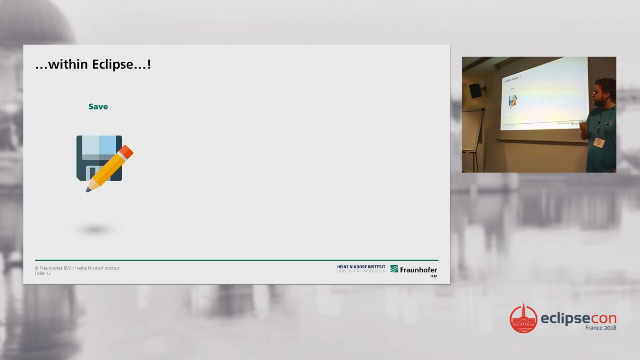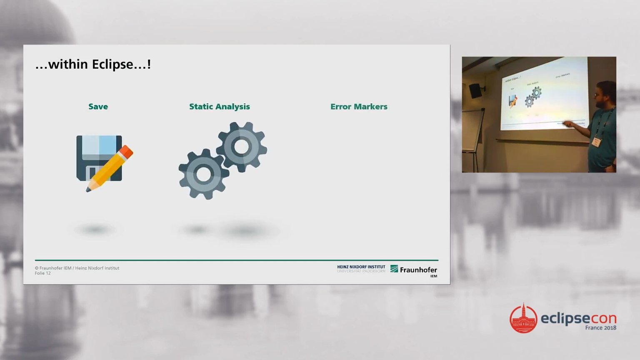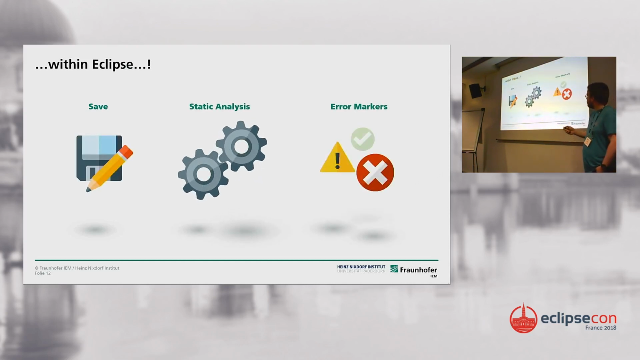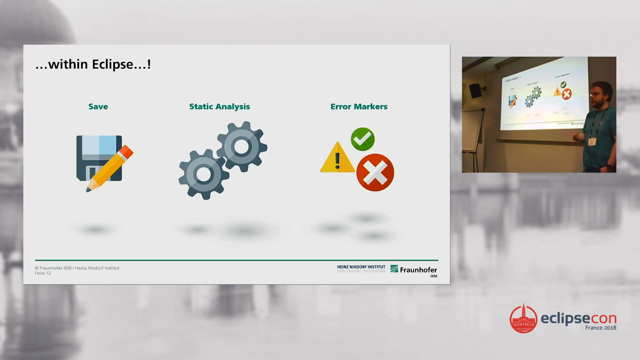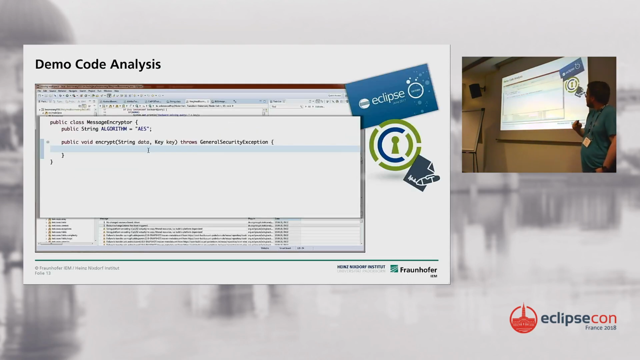So the usual use case is you're in your editor and you're editing something. As I said, you may add a new feature or something. And then you hit save. And then the static analysis automatically runs. And for each misuse it finds, it will generate standard Eclipse error markers in your Eclipse. Again, let's have a brief look at a demo.